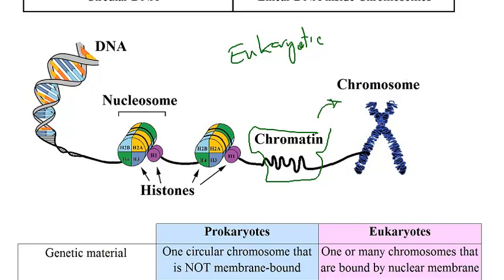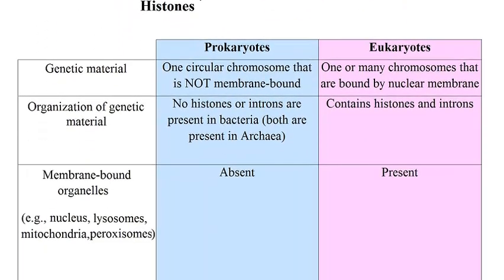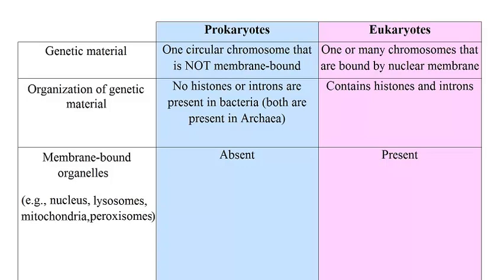So here I've provided you with a table that summarizes the differences between prokaryotic cells and eukaryotic cells. So prokaryotic cells have only one circular chromosome and it is not membrane bound. So the chromosome is not inside a nucleus. Versus eukaryotic cells, they can have one or many chromosomes. Like for instance, humans have 46 chromosomes. And these chromosomes are bounded by a nuclear membrane. So these chromosomes are located within the nucleus, and there is a membrane around it, which is called the nuclear membrane.